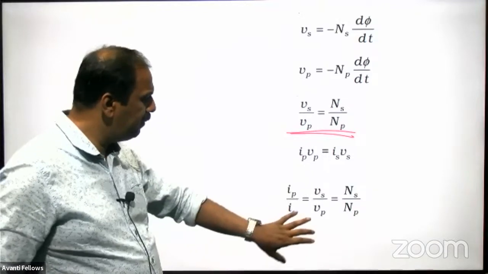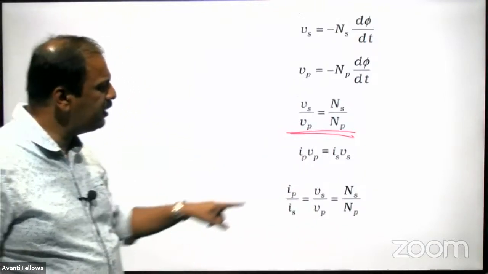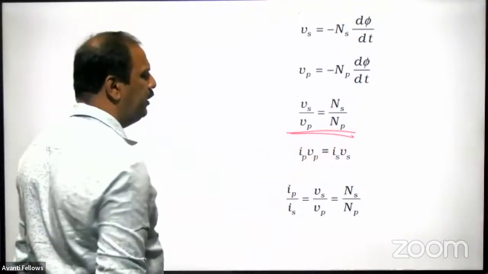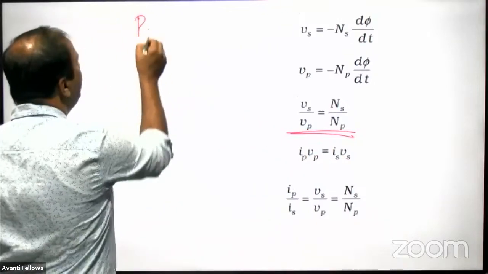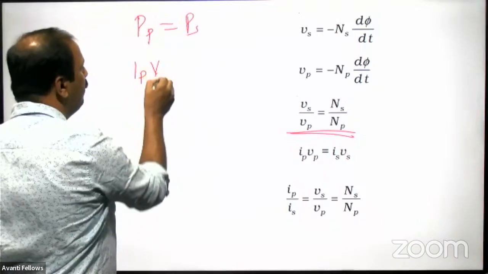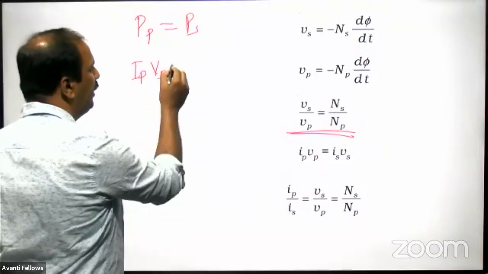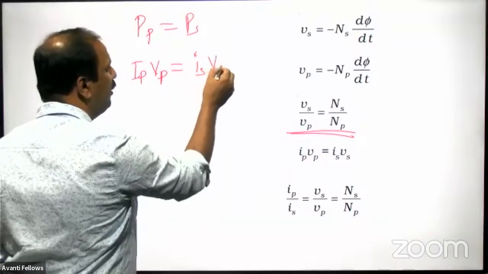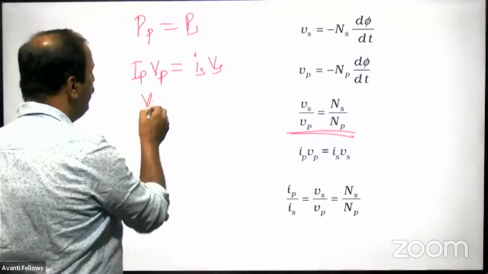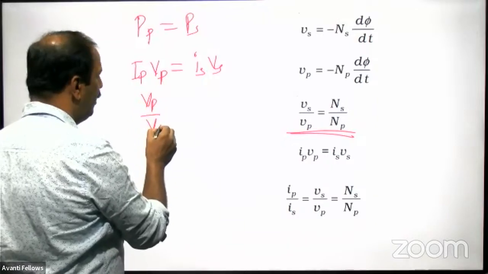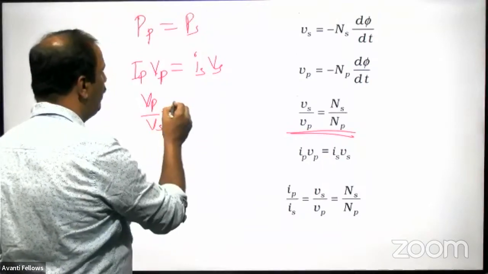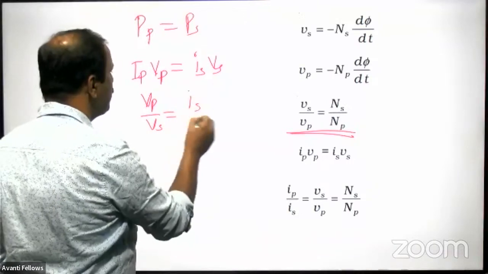So here you see, this ideal transformer means the input and output power should be the same. That is Ip Vp is equal to Is into Vs. That is, power in primary is equal to power in secondary. Power will be Ip into Vp, that is current in primary into voltage in primary, which is equal to current in secondary into voltage in secondary. Now you see here, if you rearrange this, what you will get? Vp by Vs is equal to Is by Ip.